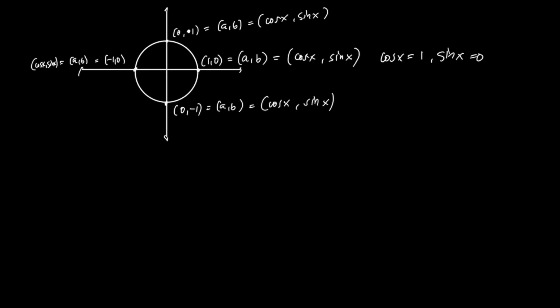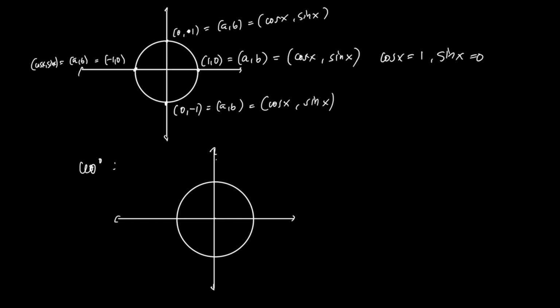Now for the other special angle, which is the 60 degrees. First, what are the multiples of 60 degrees? So first, this is our 60 degrees, or that's pi over 3.